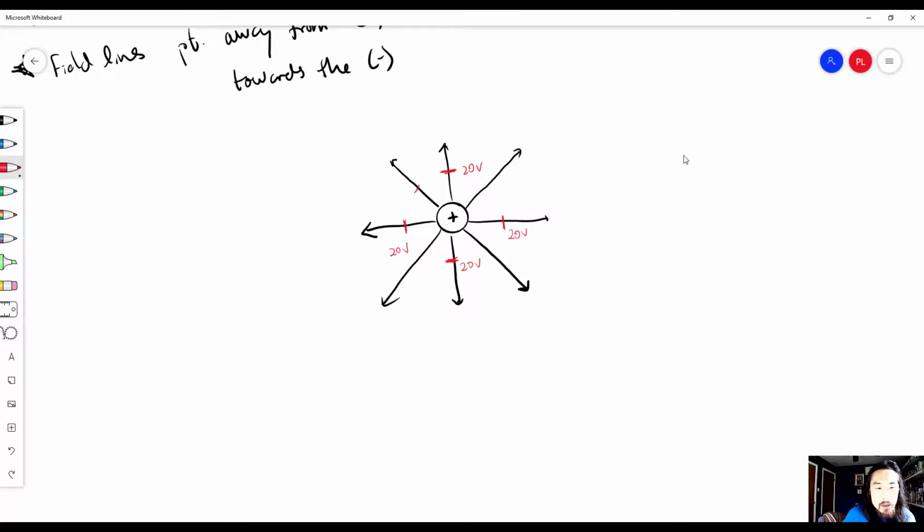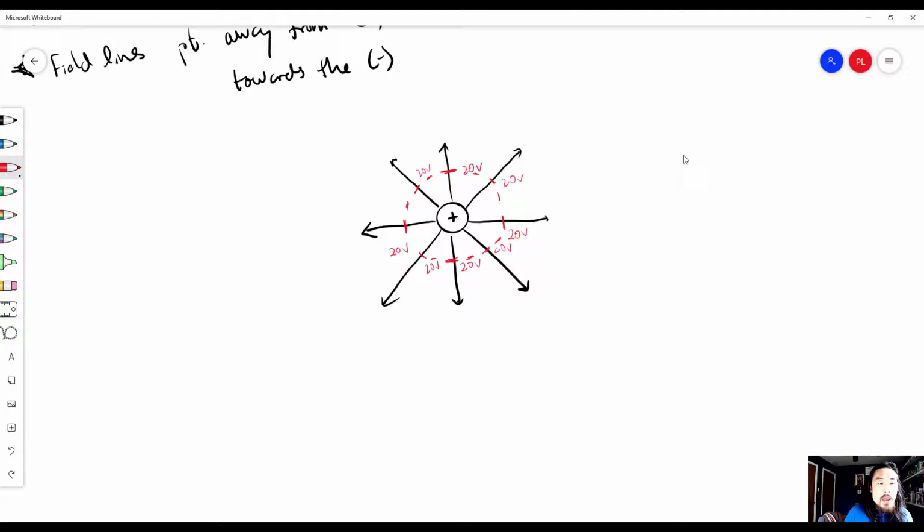About midway, we have 20 volts on each of these. Now we can continue this for more and more field lines, an infinite amount of field lines, and we can also draw the perpendicular equipotential lines. And what we end up getting is a region where all along these dotted lines we have the same potential.